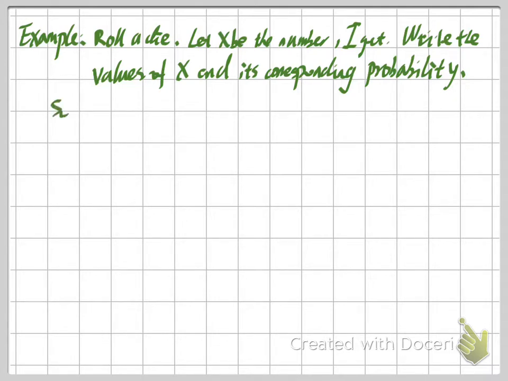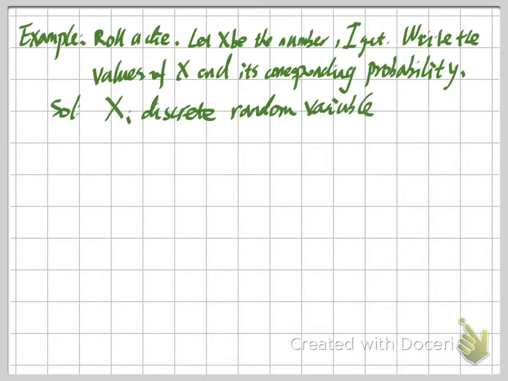Then the first thing is, what are the possible values of our X? This one, of course, is a discrete random variable, right? Because the values here we can of course list out. So this is a discrete random variable, and the values of this random variable are 1, 2, 3, 4, 5, and 6. These are the possible values we can get.